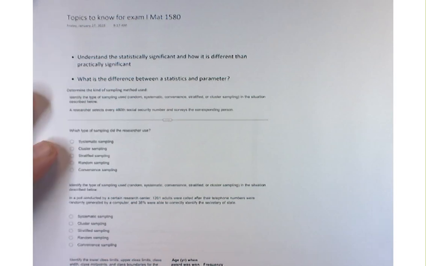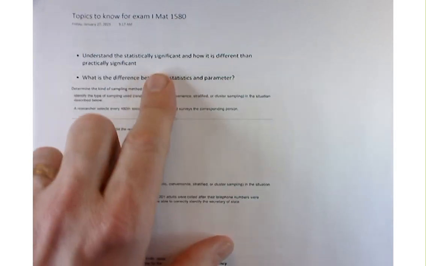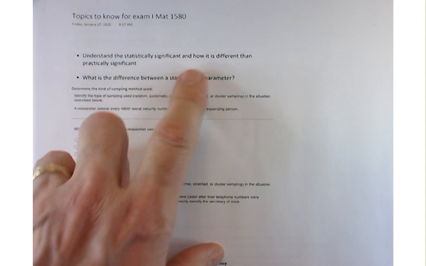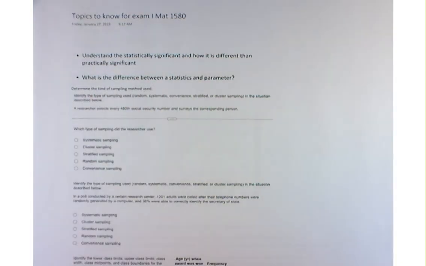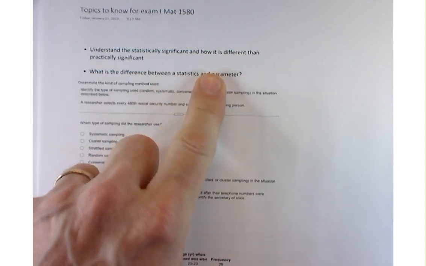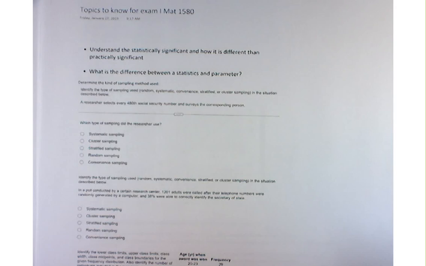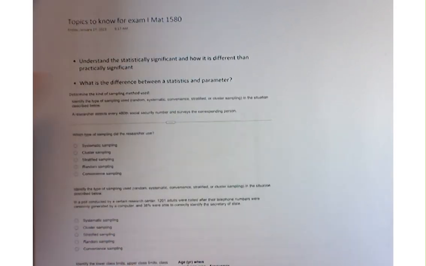So things like understand the difference between statistically significant and how that's different from practically significant. Now, some of the questions on your review don't have answers because I want you to actually look it up in your notes and stuff like that. Your notes is also a good place to study for the exam. What's the difference between a statistic and a parameter? So these bulleted items are definitely things to look at.